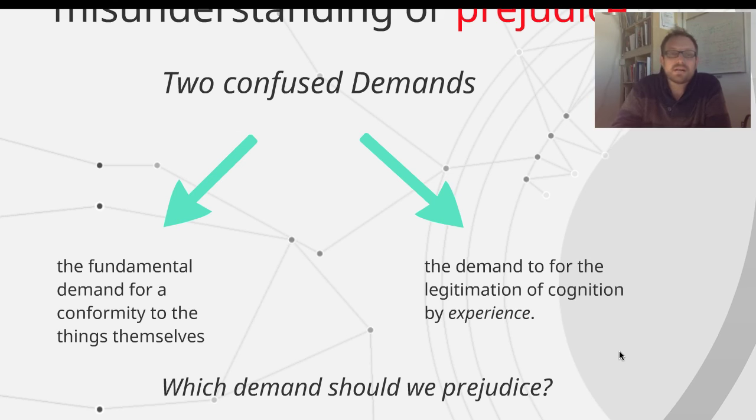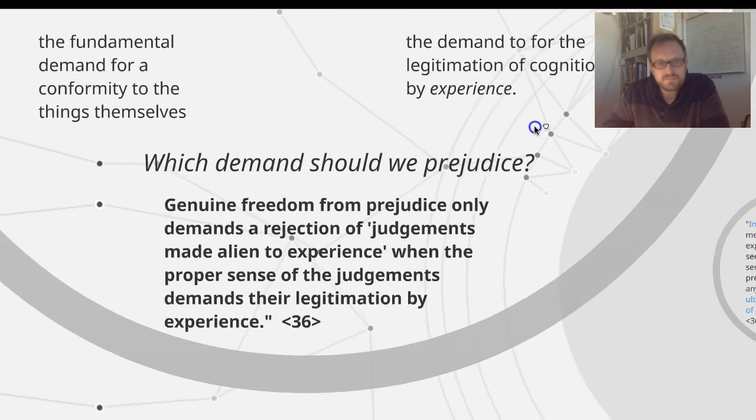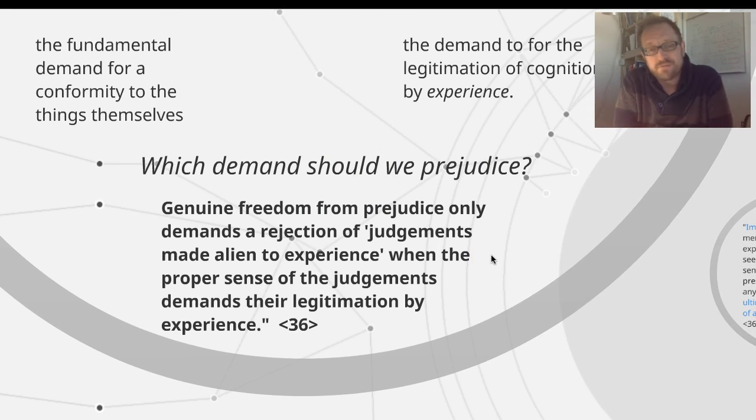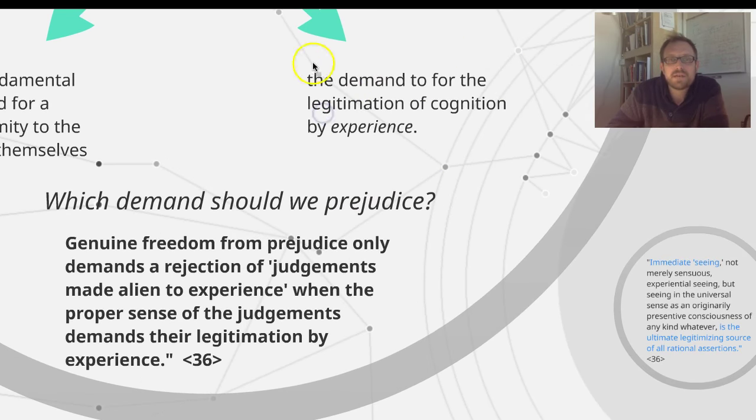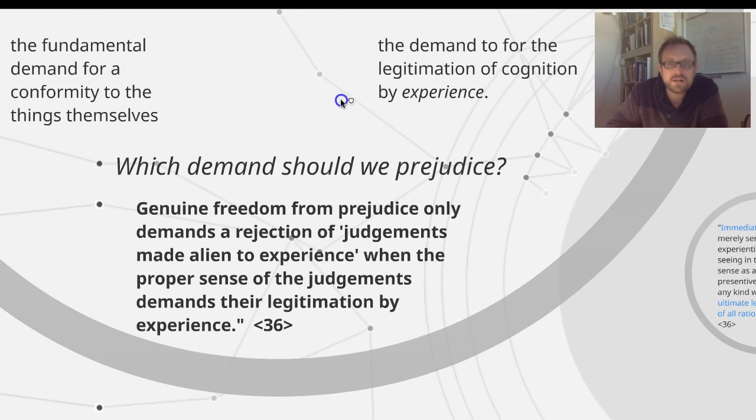In fact, some empiricists don't even recognize that there is a difference in these two demands, and that's Husserl's point as well. He thinks that genuine freedom from prejudice only demands a rejection of judgments alien to experience when the proper sense of the judgment demands their legitimation by experience. Essentially, we only have to be worried about those judgments. Some judgments require experience to verify, but not all. So the second demand, the legitimation of cognition by experience, only counts for a certain subcategory of potential judgments and propositions.